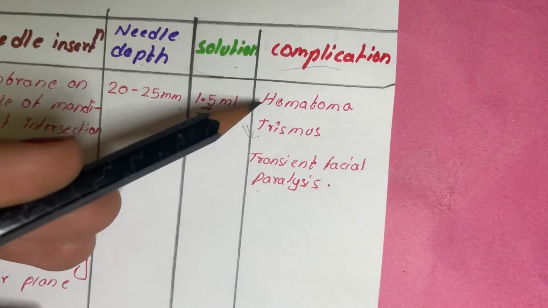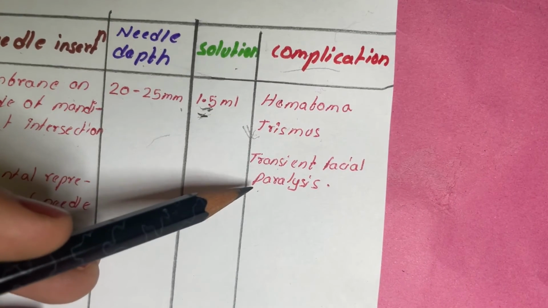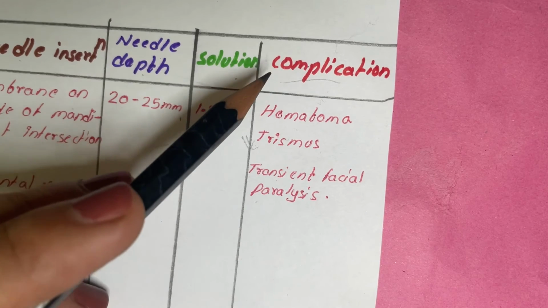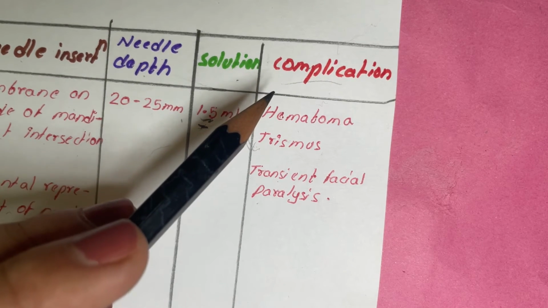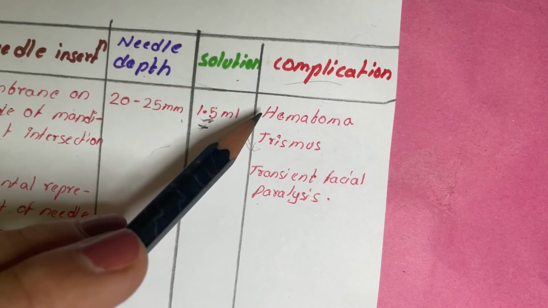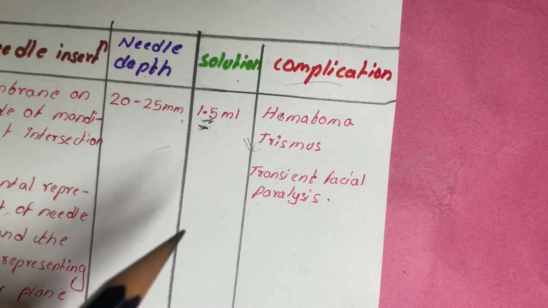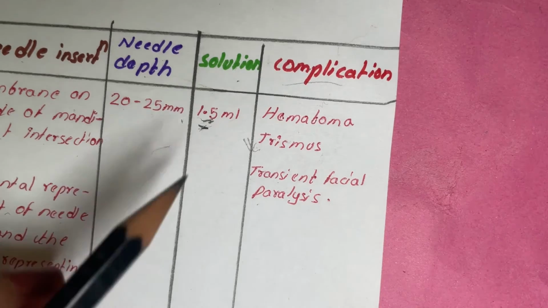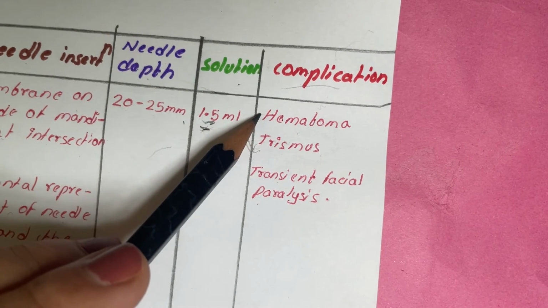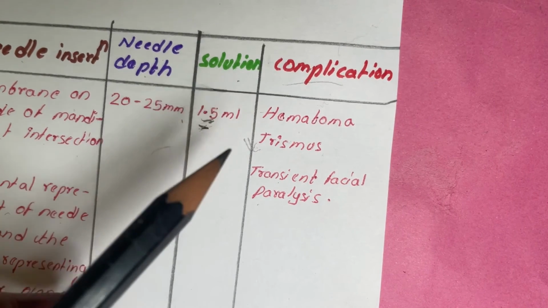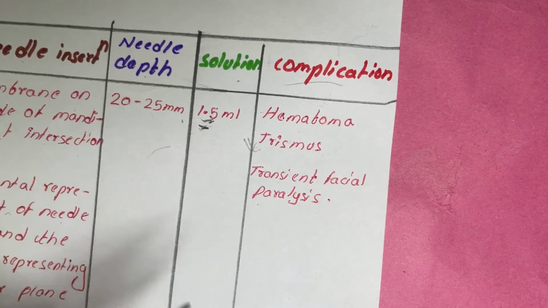Hematoma, trismus, and transient facial paralysis come under the complications of inferior alveolar nerve block. Hematoma is rare, and it is swelling of the tissue on the medial side of the mandibular ramus after the deposition of the anesthesia. For the management of the hematoma, we should apply pressure and cool the area for a minimum of 3 to 5 minutes.